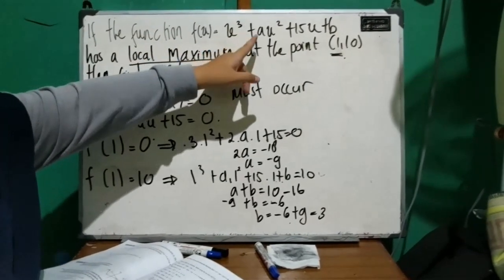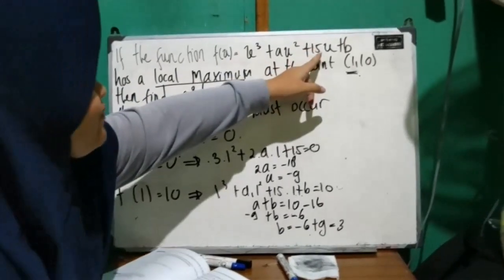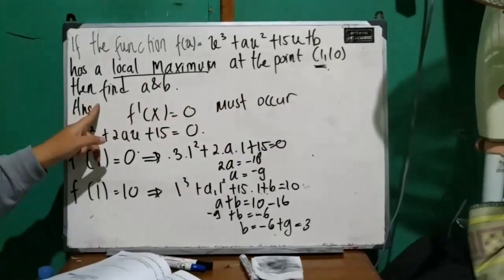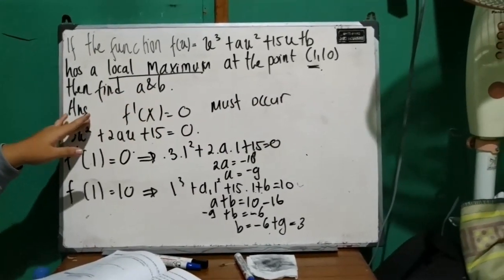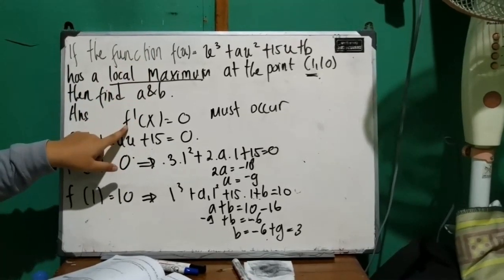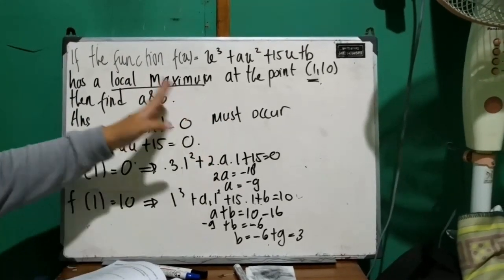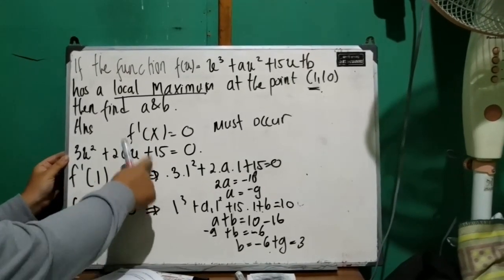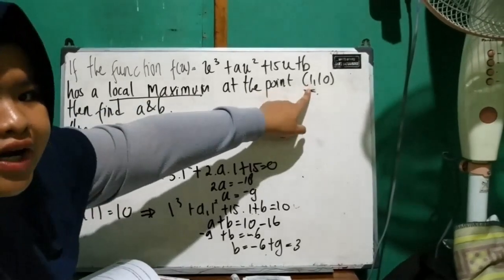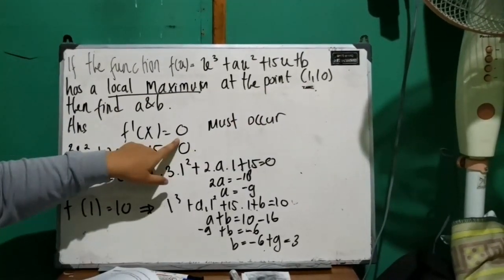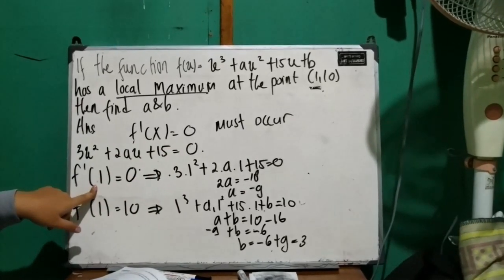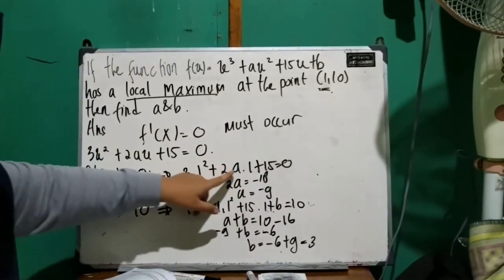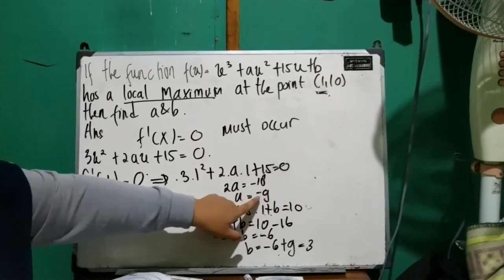f(x) equals x power 3 plus a x power 2 plus 15x plus b has a local maximum at the point (1, 10). Then find a and b. Answer: since we know the derivative of this one must equal 0, we need to take the derivative. The derivative is 3x squared plus 2ax plus 15. We substitute x equals 1, because this one must equal 0. So you substitute 1 and set it equal to 0. Here you get 2a plus 18 equals 0, so a equals minus 9.